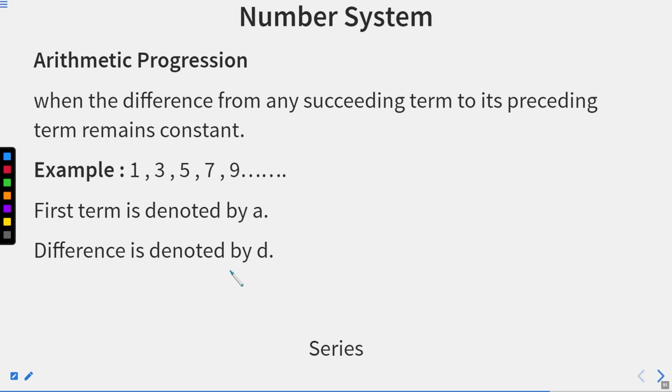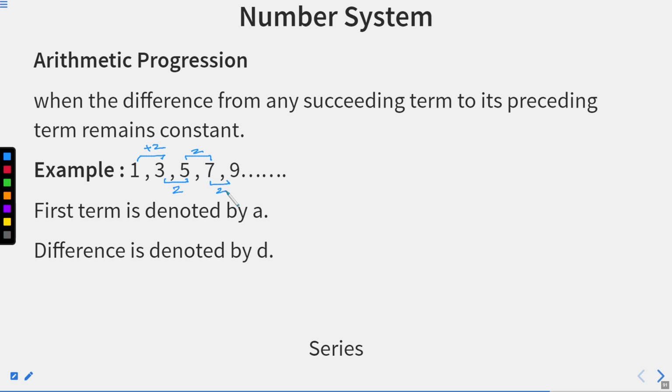So what is arithmetic progression? It is when the difference from any succeeding term to its preceding term remains constant. For example, 1, 3, 5, 7, 9. If you have a look at these numbers, from 1 to 3 we added 2. 3 to 5, there is a difference of 2. 5 to 7, there is a difference of 2. And 7 to 9, there is a difference of 2.